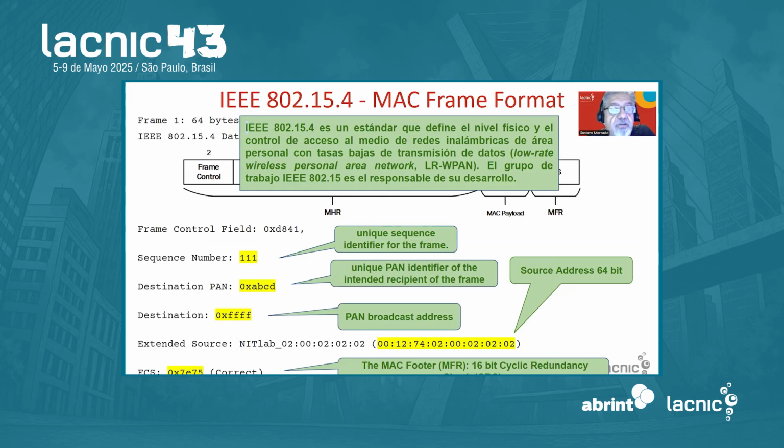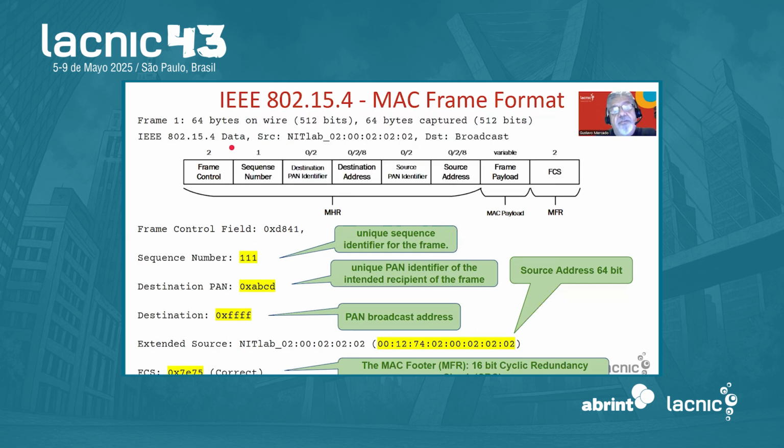802.15.4 is a standard that defines the physical level and the control of access to wireless networks with low data transmission, and the IEEE working group is responsible for its development. All the fields are meant to provide information on what the frame is, so we analyze it field by field to see the contents and the definition based on the content. That is what we wanted to analyze.